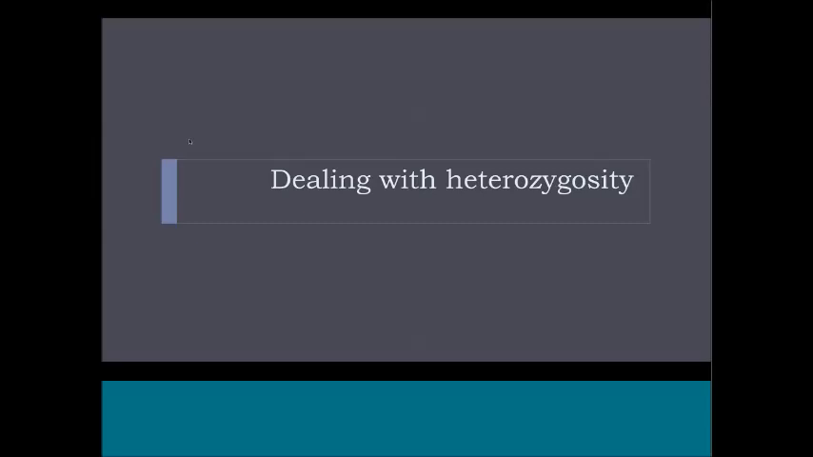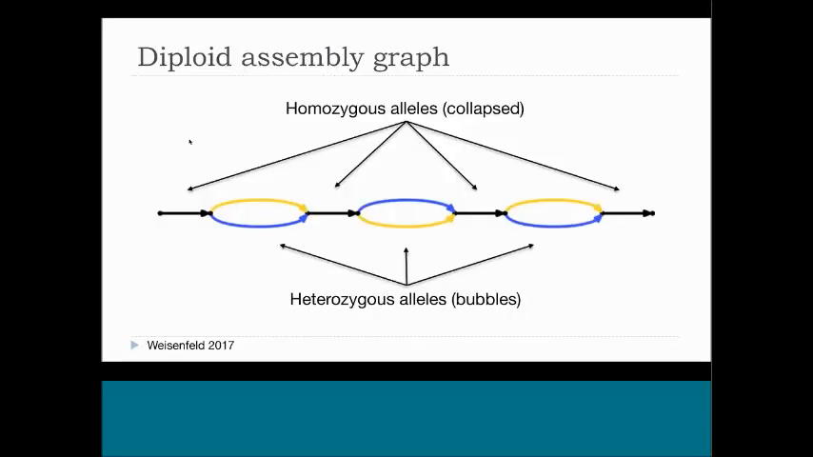So when we talk about heterozygosity, I just want to get some terminology out of the way as it relates to assembly. This is actually from the Supernova paper in Genome Research last year, and I'll borrow some of the terminology from that paper. So this is the 10X Genomics assembler.